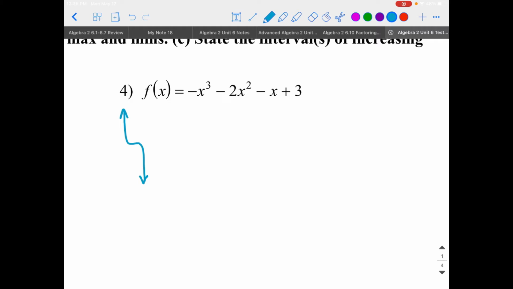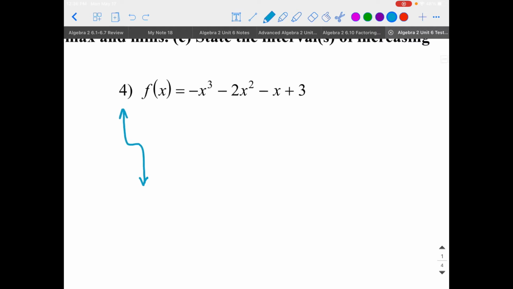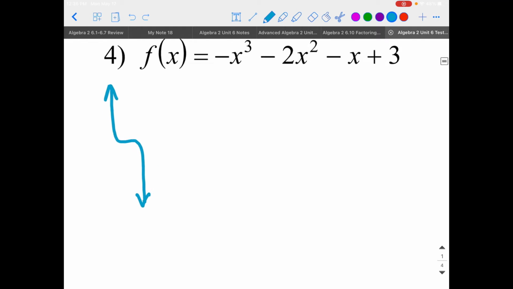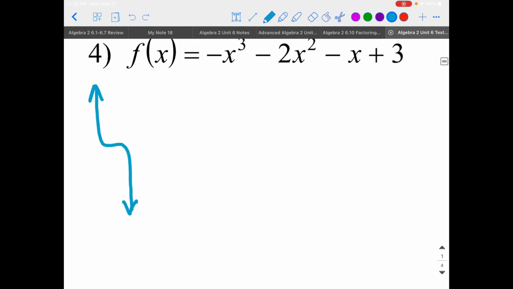I'm not a super fan of this picture. I like ones that are a little more obvious with their ups and downs, and I didn't really pay close enough attention when I made this worksheet, so sorry about that. But this right here is a minimum, and this one is a maximum. It doesn't go straight across, so it is slanted ever so slightly.